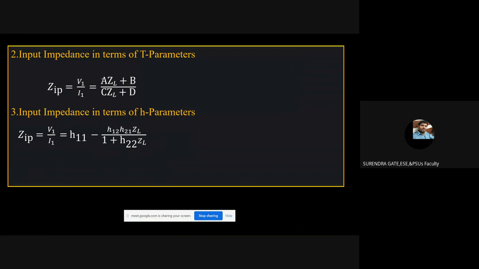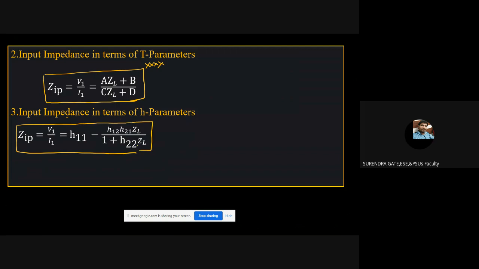Then input impedance in terms of T parameters. Very important. Based on these formulas, questions have already appeared in the GATE exam. Input impedance in terms of T parameters. Input impedance in terms of H parameters. This formula is important from the analog electronics point of view also. This formula you already studied in analog electronics. Yes, the input impedance in terms of the H parameters. In terms of ABCD parameters, a question has already been framed in the GATE exam.